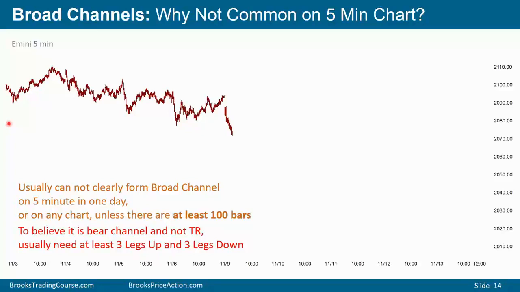Therefore, if you're trading a 5-minute chart and you're only looking at today's price action, you're going to overlook broad bear channels. You'll simply trade what's in front of you, even though today's price action might be part of a broad bear channel that has gone on for 5 or 10 days. If you want to be trading it like a broad bear channel, it's probably better to be trading a higher time frame chart so that you can see the broad bear channel.